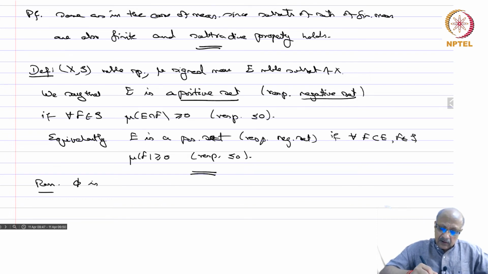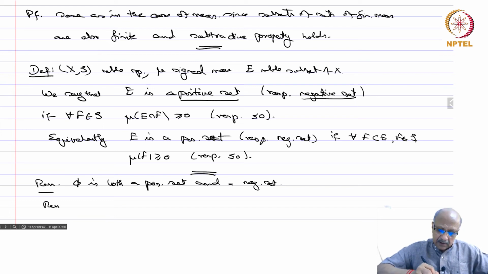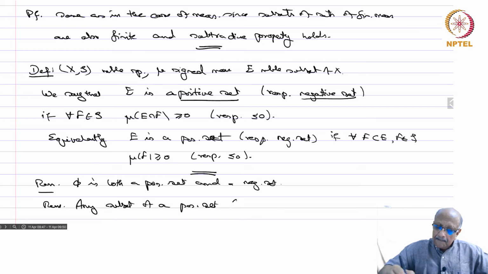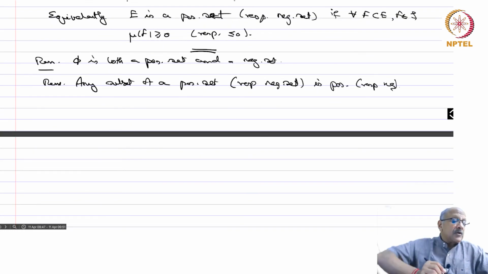Remark, empty set is both a positive set and a negative set. Remark, any subset of a positive set, respectively negative set, is positive, respectively negative, because further subsets are all going to have measures of the same sign. Okay.